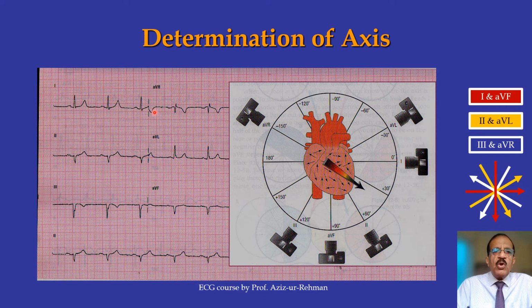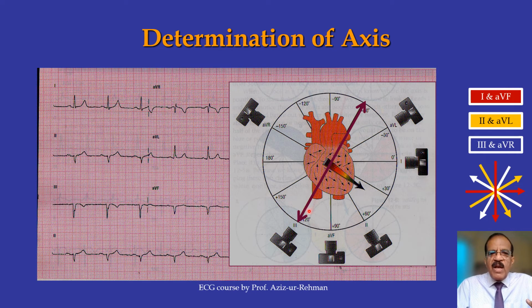Okay. So from this observation, we have determined that the axis must be at right angle to AVR. Okay, because isoelectric complex means that the current is flowing at right angle, and this is AVR, and the lead at right angle is limb lead 3. It is written here, limb lead 3. Now, so far we have determined that the cardiac axis is along limb lead 3. It could be minus 60 or it could be plus 120.